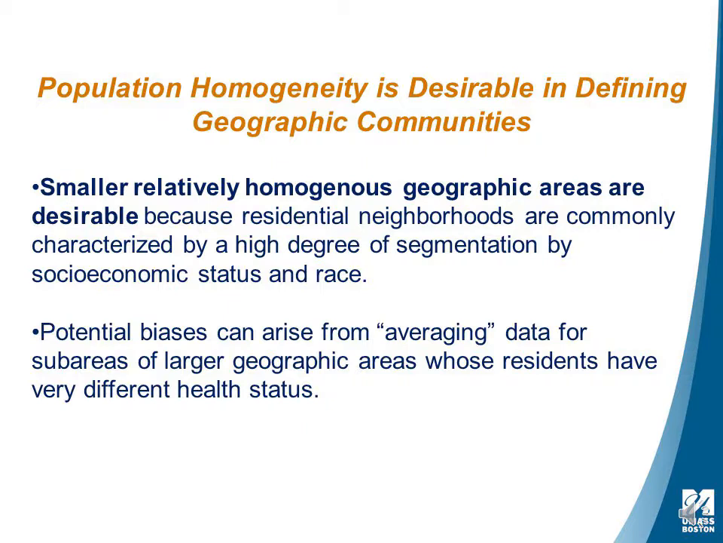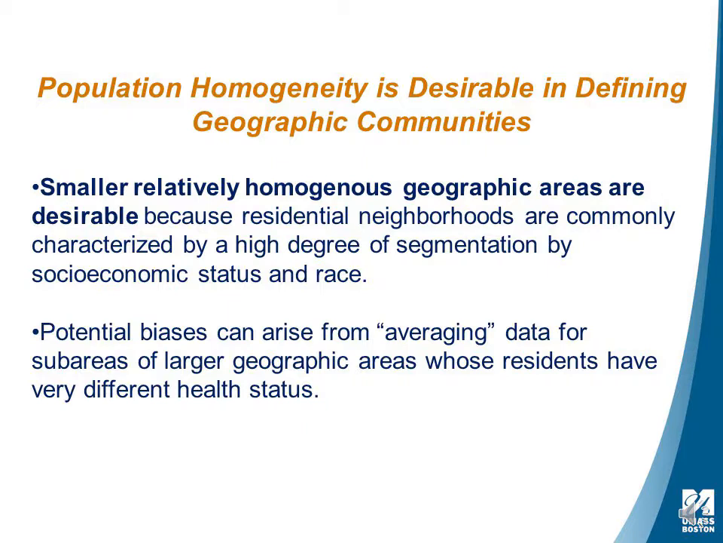Smaller, relatively homogeneous geographic areas are desirable because residential neighborhoods are commonly characterized by a high degree of segmentation by socioeconomic status and race. It's common to see high-income neighborhoods with high-income households, lower-income neighborhoods with lower-income households, and even middle-income neighborhoods with middle-income households. What's not so common are neighborhoods where there's a mixture of high-income households and low-income households. Similar observations can be made about racial composition.